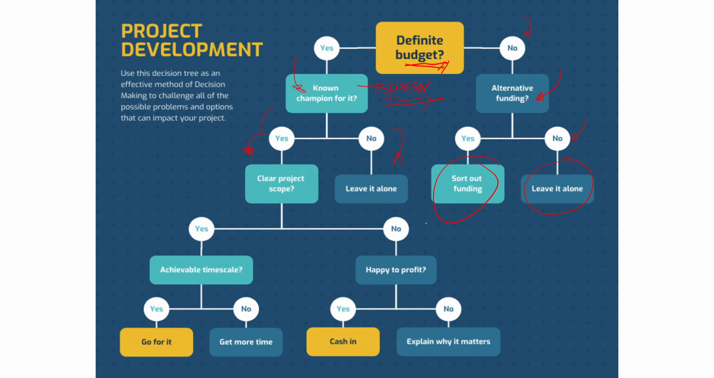If yes, then cash in. Go for it. If no, you might explain why you still want to pursue that project. And if there is a clear project scope, now let's go to the schedule. Is the schedule achievable? If no, then get more time. Then if yes, go for it. This is a simple decision tree for project development.